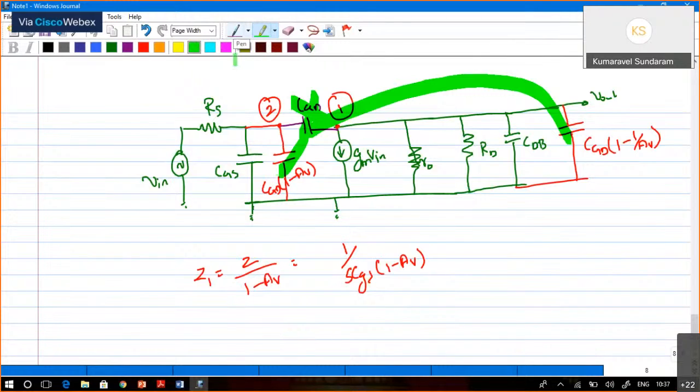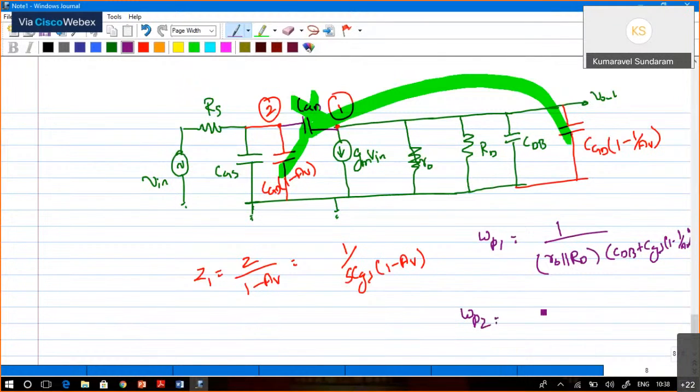There are no feed forward paths. So in our transfer function, zero will not exist, whereas a pole is going to be there. So omega P1 is equal to 1 by R naught parallel RD, that is the total resistance, into CDB plus CGD into 1 minus 1 by AV. This is the capacitance. Omega P2 is equal to 1 by RS into CGS plus CGD into 1 minus AV. Right? So this is the pole frequency.